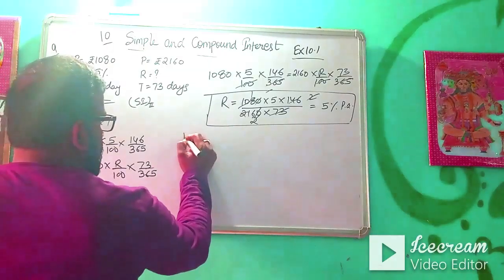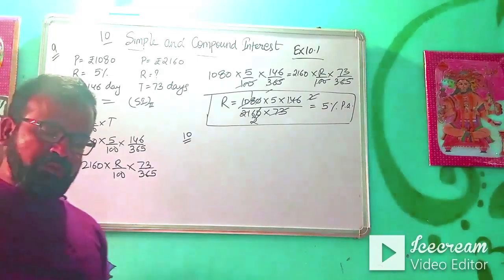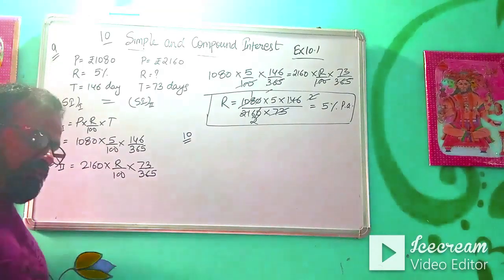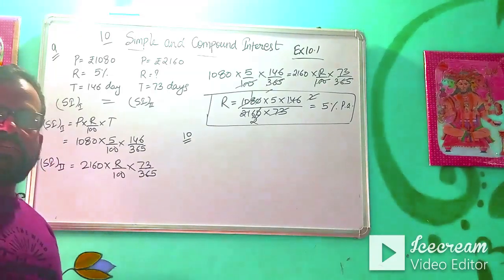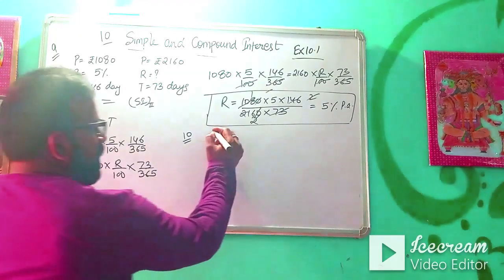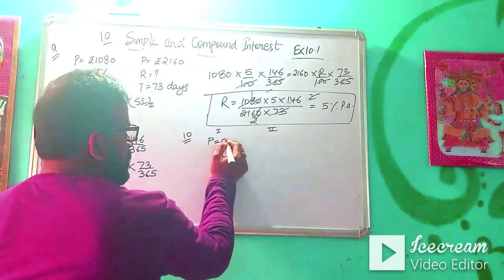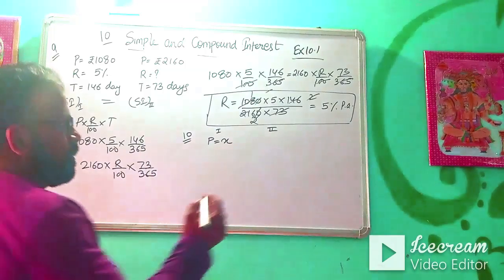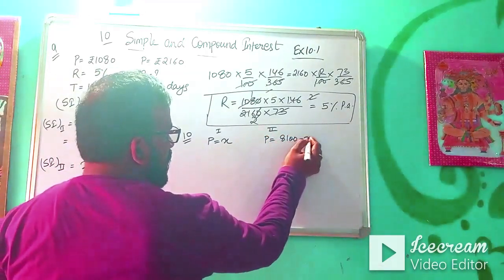Then in question number 10, Moin has 8100 rupees. He invests a part of it at 11% per annum and the remainder at 12% per annum. So there are two parts of the question again. In this, let the principal be x. So for the other part, the principal becomes 8100 minus x.